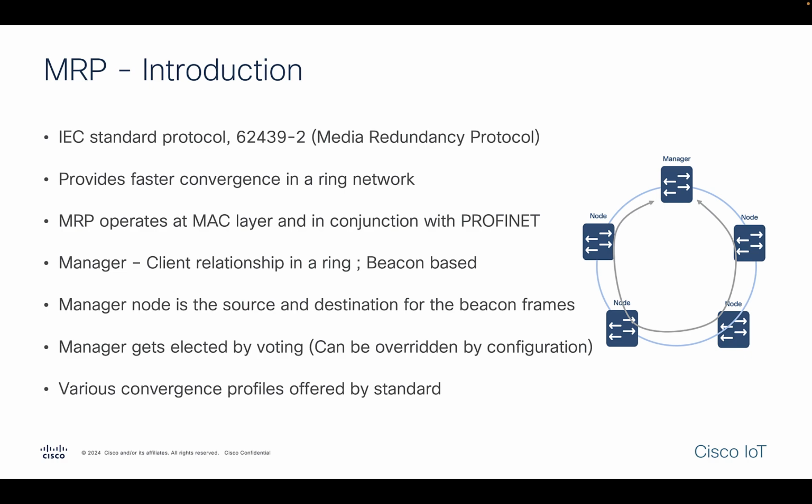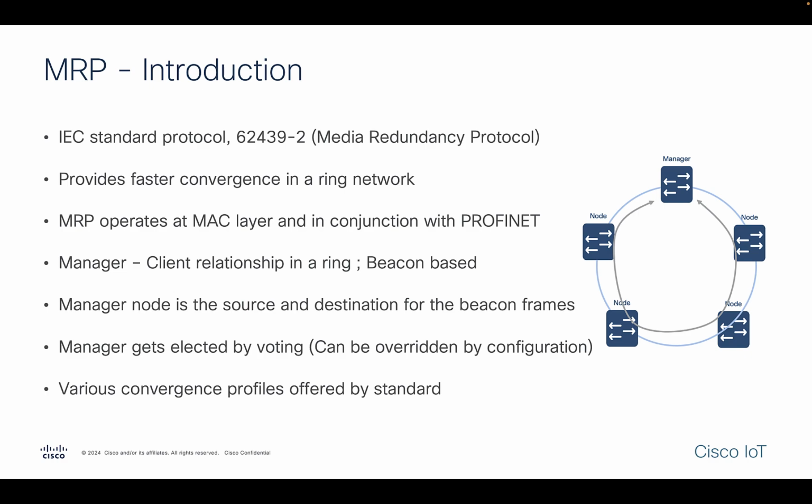MRP is a ring protocol operating at the MAC layer of the OSI model and works with protocols like Profinet, ensuring seamless redundancy and minimal downtime in critical applications. In a ring topology of MRP, nodes communicate in a manager-client relationship, where the manager plays a major role by sending beacons. The manager acts as the source and also the destination for beacon frames and facilitates monitoring and rapid detection of link failures.